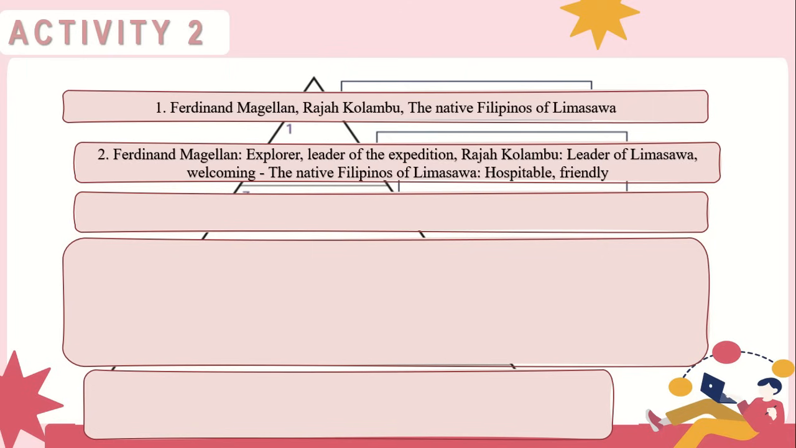Let us now answer. For number 1, Ferdinand Magellan, Raha Kolambu, and the native Filipinos of Limasawa. Number 2, Ferdinand Magellan, explorer, leader of the expedition. Raha Kolambu, leader of Limasawa, welcoming. The native Filipinos of Limasawa, hospitable and friendly. Number 3, peaceful, tropical, island.